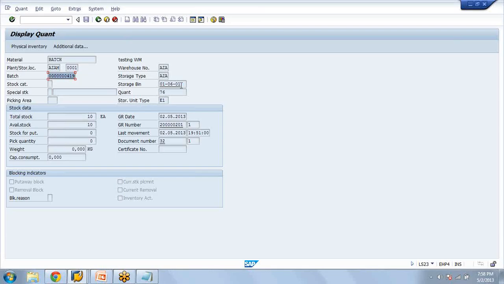See, batch management is one batch number. Under this you have created 76 quants. 76 quants are each having different serial numbers, correct? 76 quants are available under one batch 419. So 76 numbers means material, 76 pieces, correct? No. 76 is a quant number. Yeah, it's a quant number.